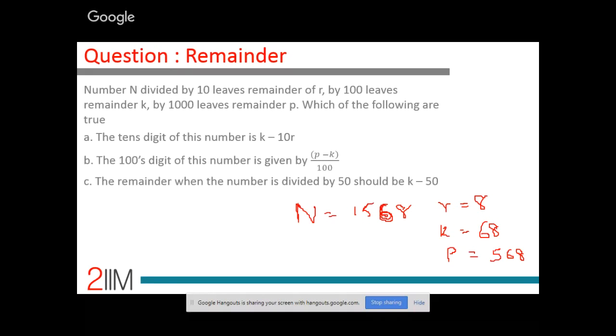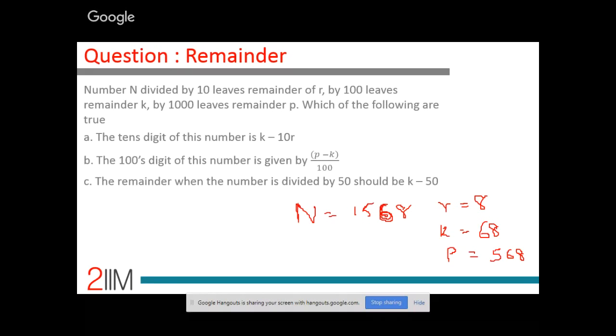The 100th digit of this number will be P minus K by 100. So from the last 3 digits, subtract the last 2 digits. That means you'll get a multiple of 100, basically the 100th digit followed by 2 zeros, divided by 100. That is true. Statement B is true.